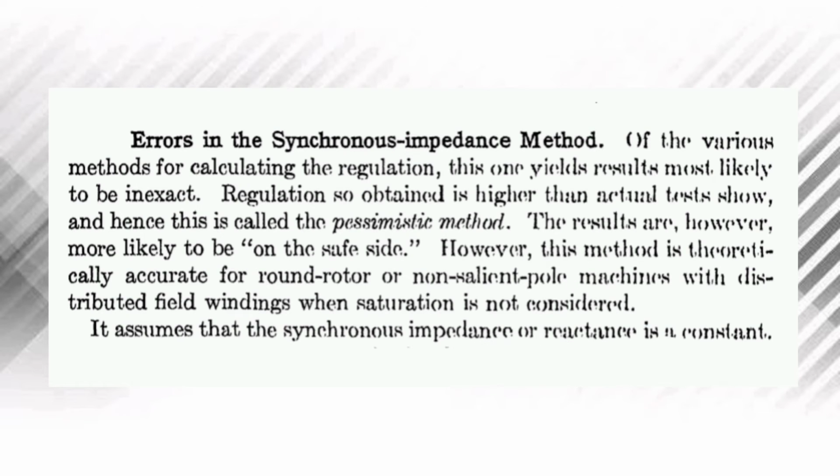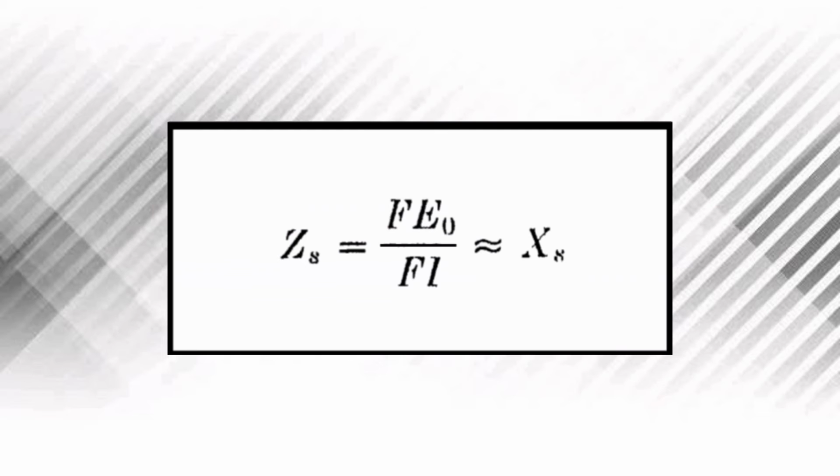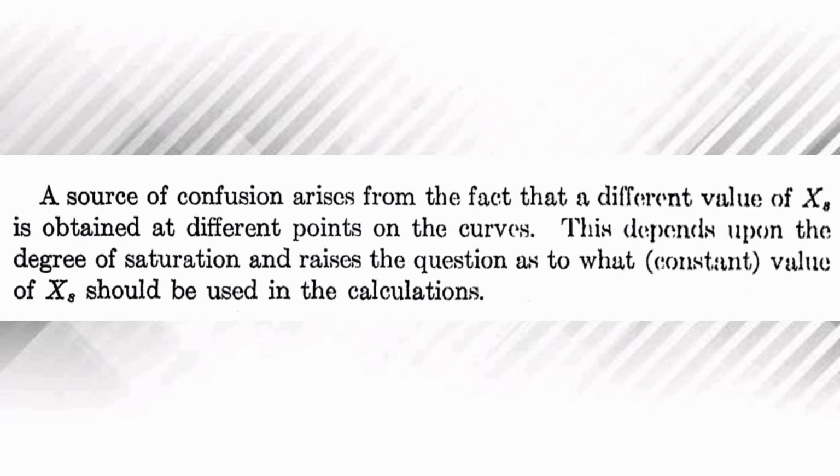Upon calculating the regulation, the regulation that we obtain is higher than the actual test, which is also called the pessimistic method. And the result, however, is more likely to be on the safe side. It assumes that the synchronous impedance or reactance is constant. And as mentioned before, ZS is equal to XS, but XS is obviously not a constant. So we can simply say that saturation caused the error in finding the regulation using this method.